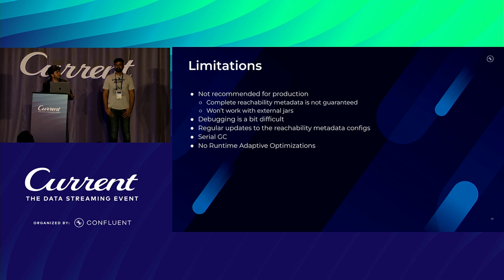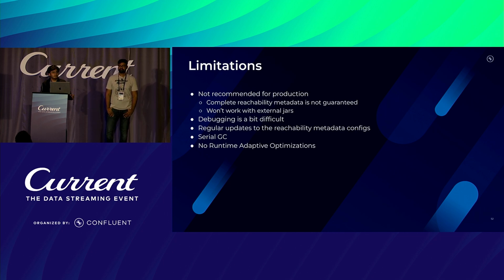The other con is that debugging a native executable Kafka is a bit difficult. In Java it's quite easy to use a debugger, but there are a few ways we can add a debugger here. GraalVM does provide them, but it's not as straightforward. Thirdly, we need to regularly update the metadata configs for the native image of Apache Kafka. So if someone is contributing to Apache Kafka and adding some dynamic features, we'll need to update the metadata configs again.